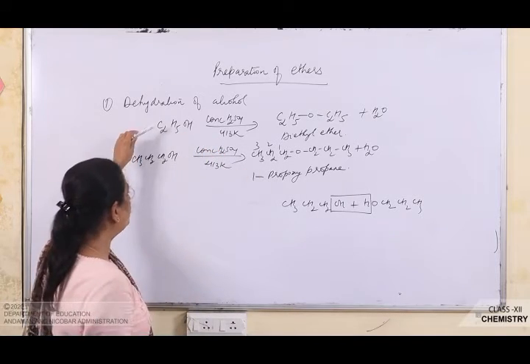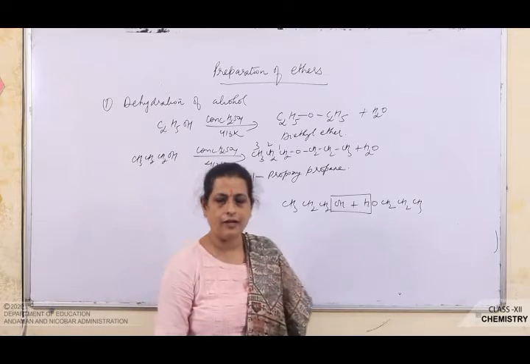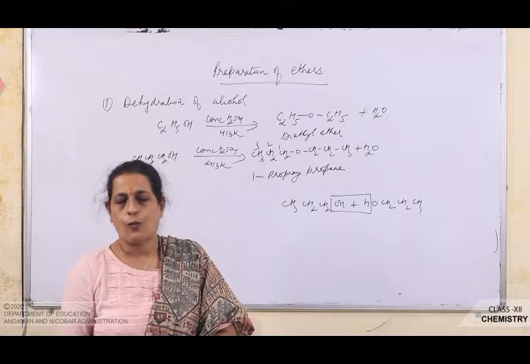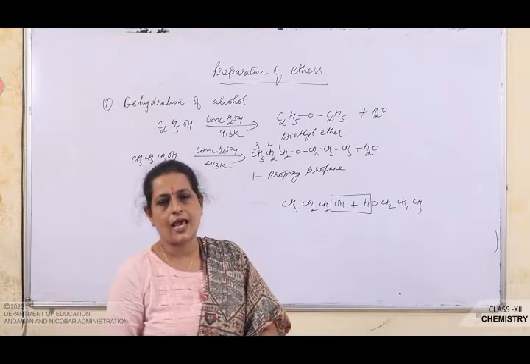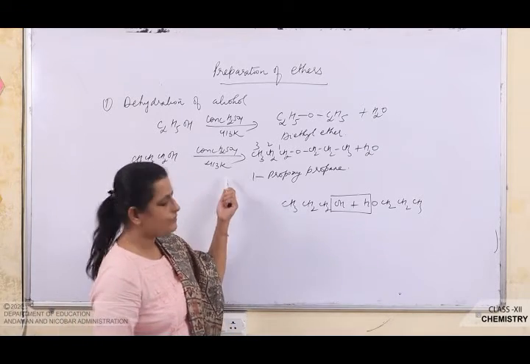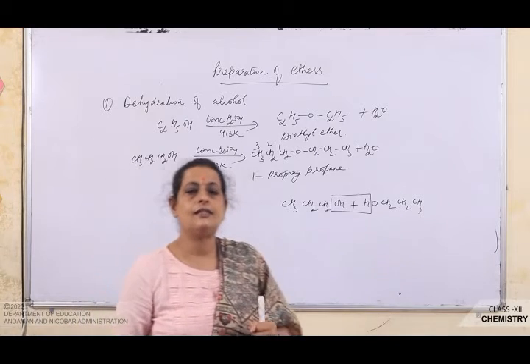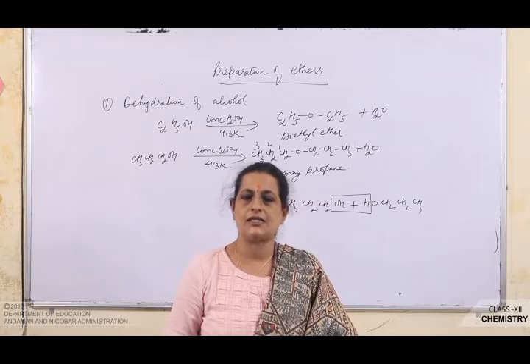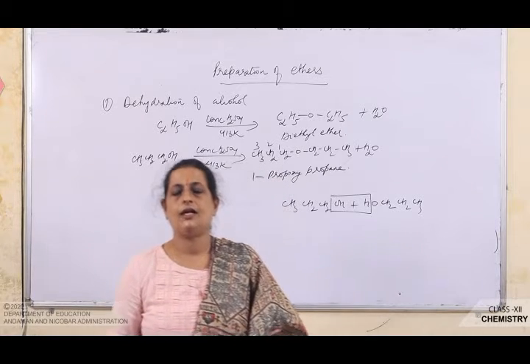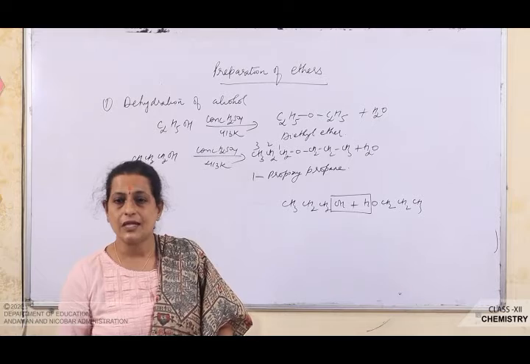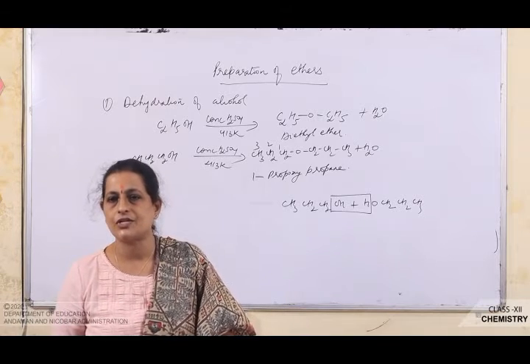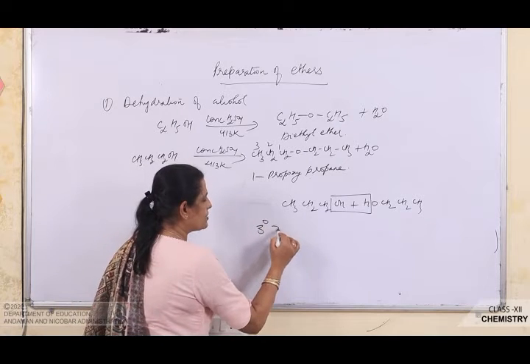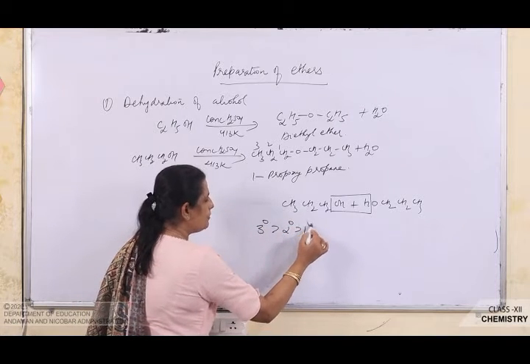Now see here, both the cases have taken what type of alcohol? Have taken primary alcohol only. I did not take secondary or tertiary. Why? Because you know, secondary and tertiary alcohols, when treated with these dehydrating agents, give you alkene instead of giving an ether. That means instead of undergoing substitution reaction, they are undergoing what reaction? Elimination reaction. Why are they undergoing elimination reaction? Because the order of stability of carbocation is what? Tertiary greater than secondary greater than primary.